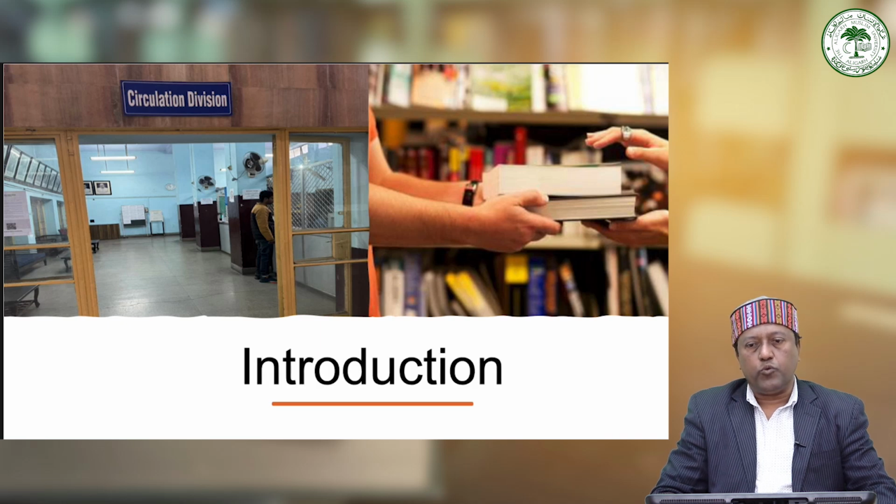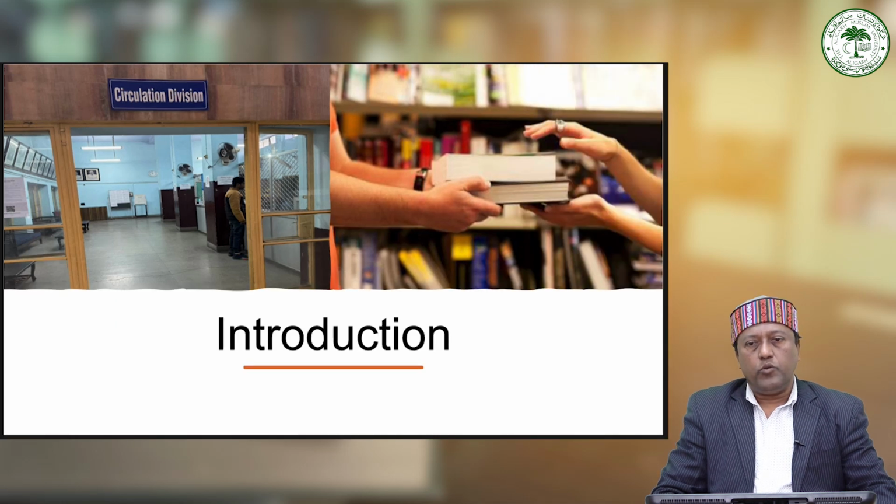So just to introduce what this circulation is. What you can see in the image shows a circulation section, and it shows that you can get the document for use, and not necessarily within the library. Once you are a member of this library, you can carry this document and study at your place. You want to study at home, in your department, or anywhere else, you can carry the documents from here.